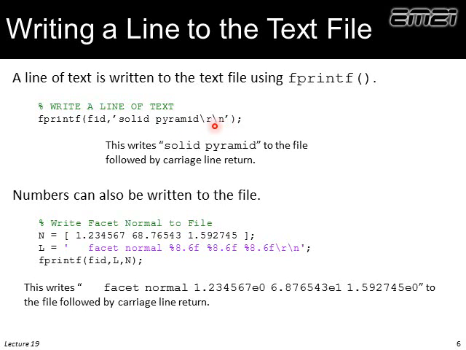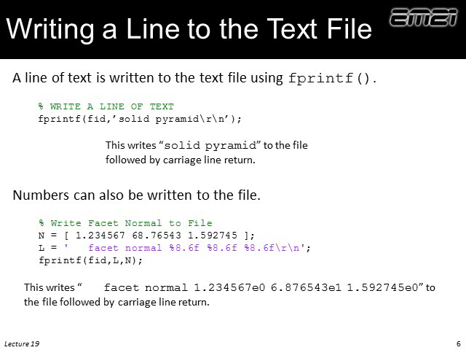symbols afterwards. This is a carriage return and a line feed. So in other words, we're going to the next line. So if we repeated this and we opened up the text file, we would see solid pyramid, next line, solid pyramid. Without that, you would just see solid pyramid going across one horizontal line.